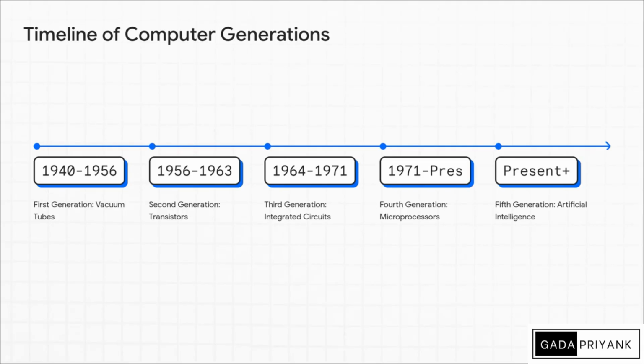And what's really cool is you can see how each generation is defined by its core technology. We go from these bulky vacuum tubes to tiny transistors, then to integrated circuits, then microprocessors, and now to something a lot more abstract, artificial intelligence.